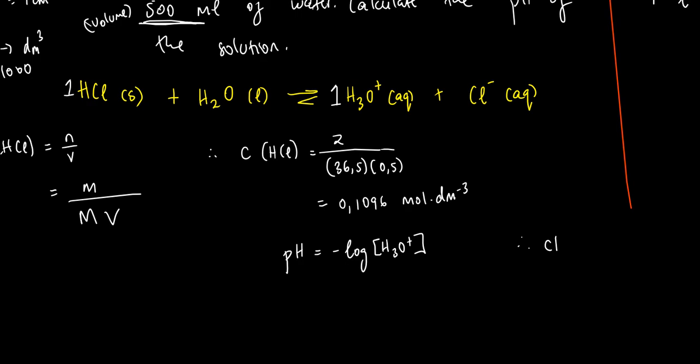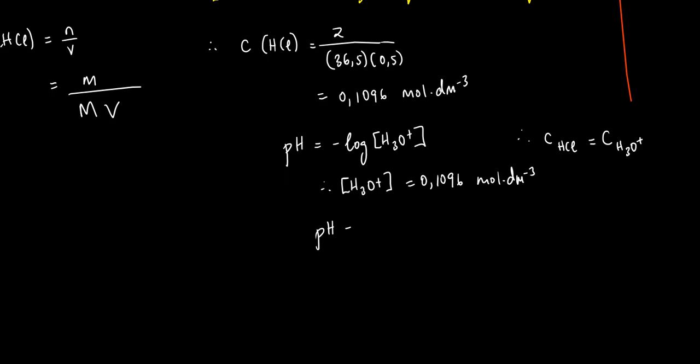let me write it here. The concentration of your HCl will be the same as the concentration of the H3O plus, because the ratio is the same. So therefore, the concentration of your H3O plus is also going to be 0.1096 mole per decimeter cubed. Then from there, that's when you can substitute it into your pH and say negative log 0.1096. When you substitute this number, you no longer put square brackets, but you put round brackets. So what do you get as the answer?